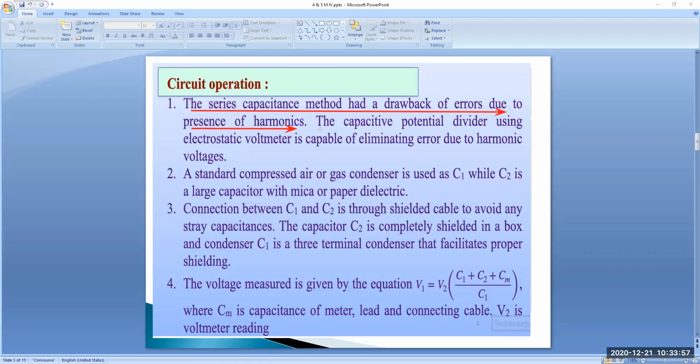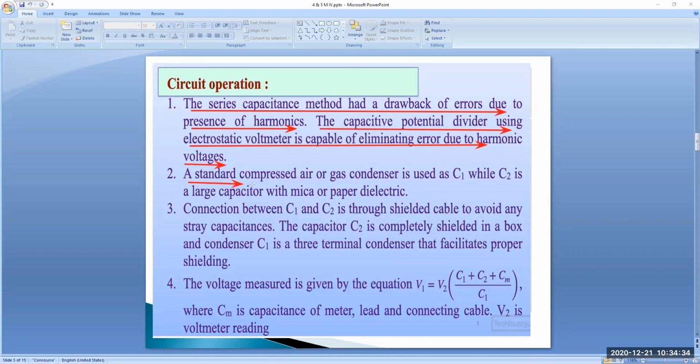Next, the capacitive potential divider using an electrostatic voltmeter is capable of eliminating error due to harmonic voltages. It's clear. In the previous class, at the place of the electrostatic voltmeter, what did we use? CR1.